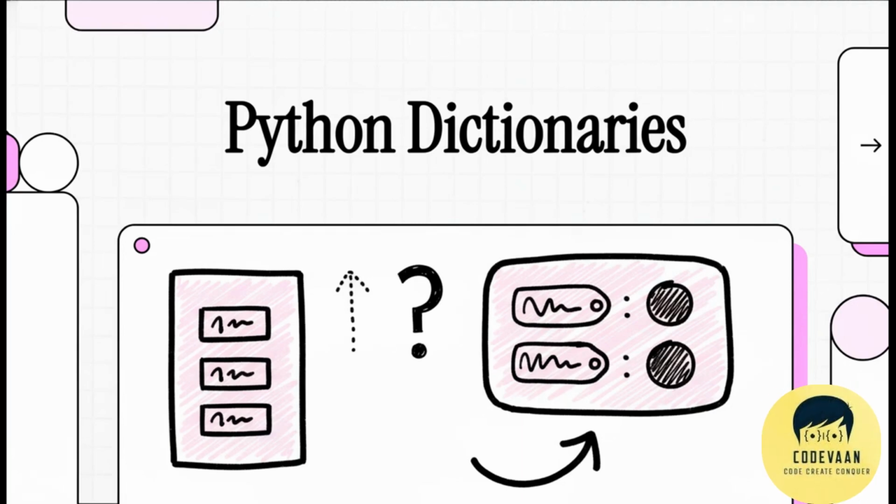So, you know Python lists, right? They're great, as long as you care about the order of things. But what if you don't? What if you need to grab some data using a name, not its number, in a line? Well, that's exactly where Python's super powerful solution comes into play, the dictionary. So, let's get right into it.